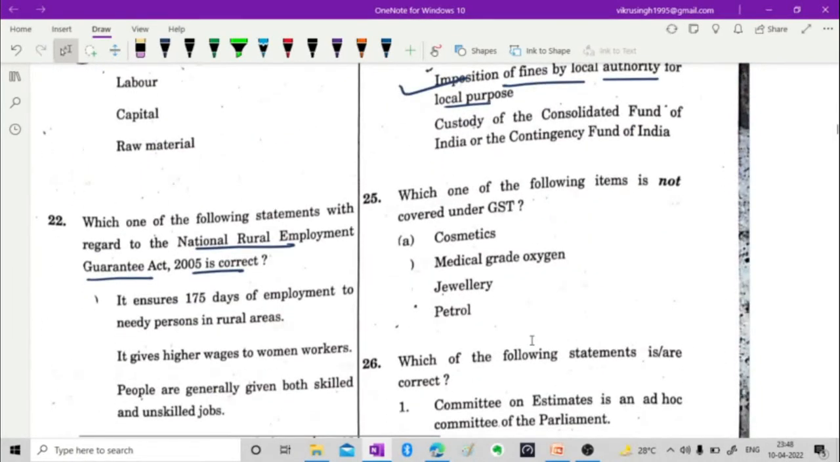Question number 25, which of the following items is not covered under GST? What is not covered under GST? It is option D, petrol is not covered under GST.